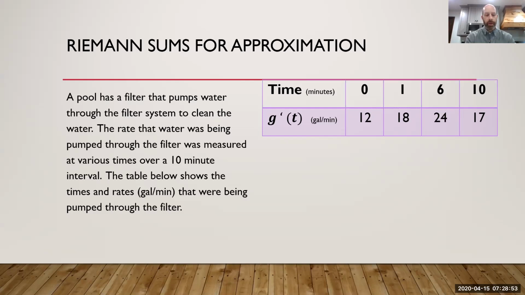So what if the AP exam says, okay, estimate the total number of gallons of water that flowed through the filter, let's say from time zero to time 10. So you're asked to estimate that. Now, we can't find it exactly because we're not given the function. We're just given some discrete pieces of information. So what we're going to do is right Riemann sums. We could have done left, but in this case, I'm just going to say we're going to do right Riemann sums so we can get our estimate.